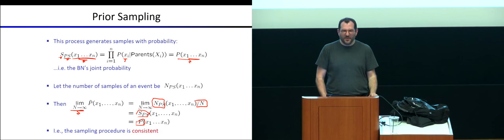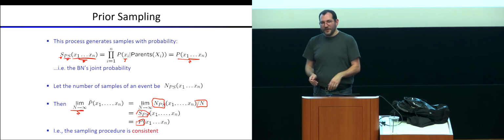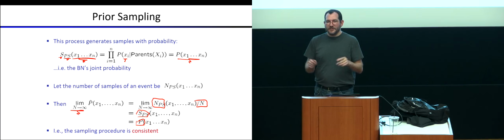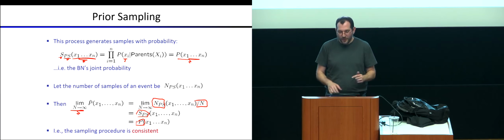And you might look at this and be like, well, how could it be inconsistent? Well, here's an inconsistent sampling procedure. What if I just went and I picked each node 50-50 independently? I would still get samples. They just wouldn't come out according to a distribution that had anything to do with the one I'm trying to model.